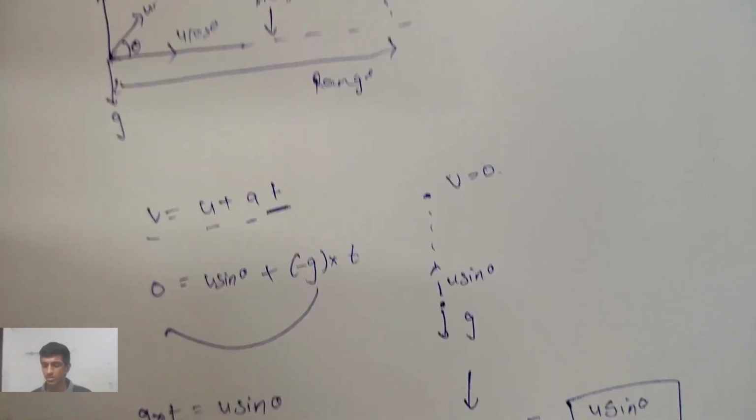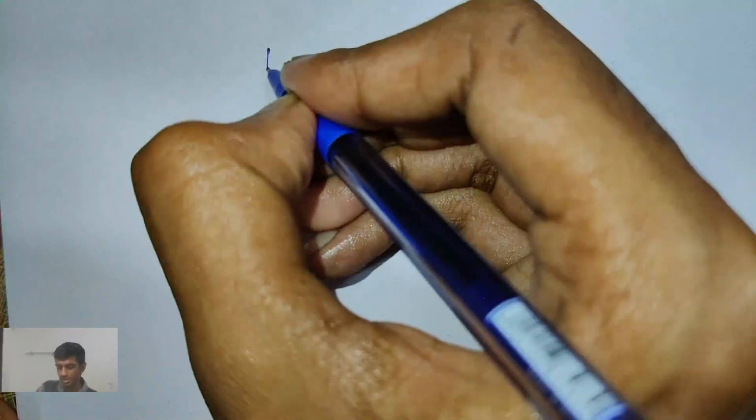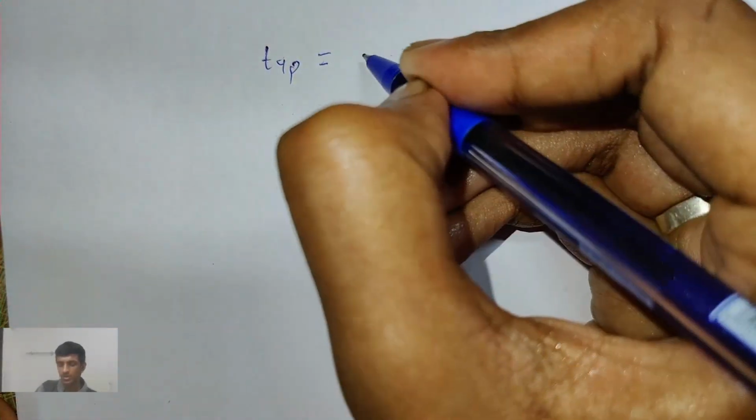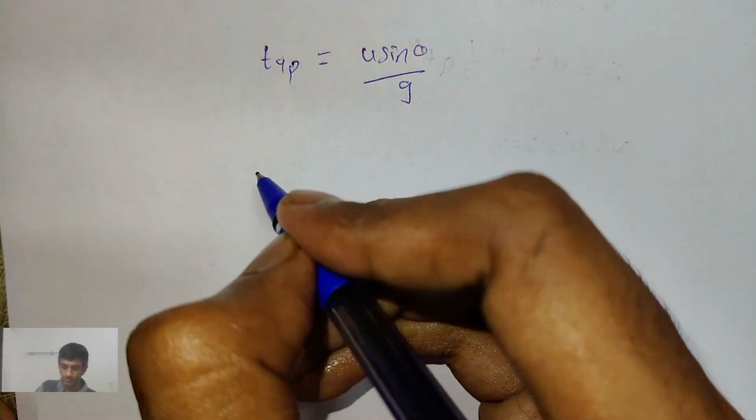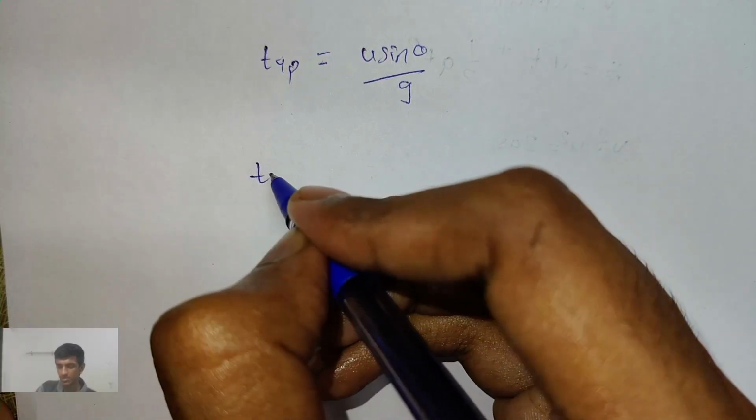Okay, so now let's understand how we will find the maximum horizontal and vertical height, that is the maximum vertical height, and the maximum horizontal range. To find the maximum vertical height, we know that the time of flight before it reaches the maximum point is T up, which is equal to u sine theta by g. So now T up is known to us.